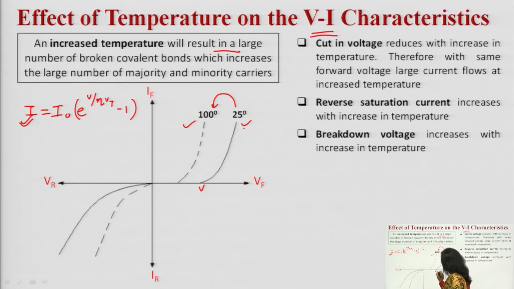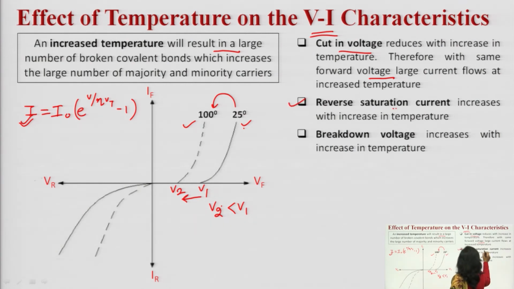This is the voltage V1, this is the voltage V2. First you have drawn for 25 degrees, the voltage is V1. So, if the temperature is increased, the voltage will be reduced. This cut in voltage will be less. Here this value of V2 will be less than V1. So, cut in voltage reduces with the increase in temperature. It means for the same forward voltage, a large current flows at the increased temperature.